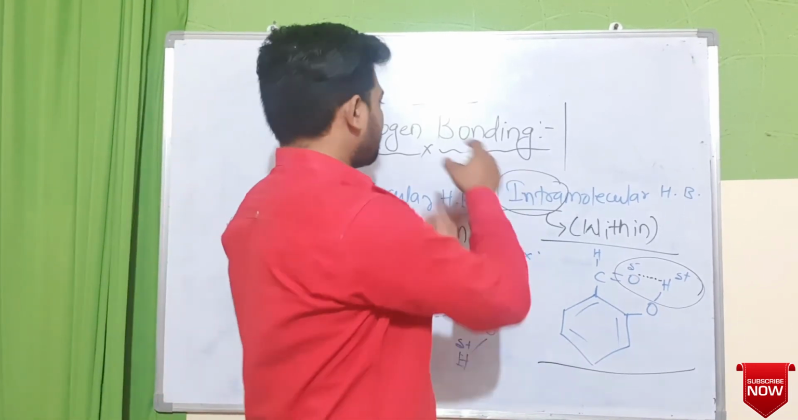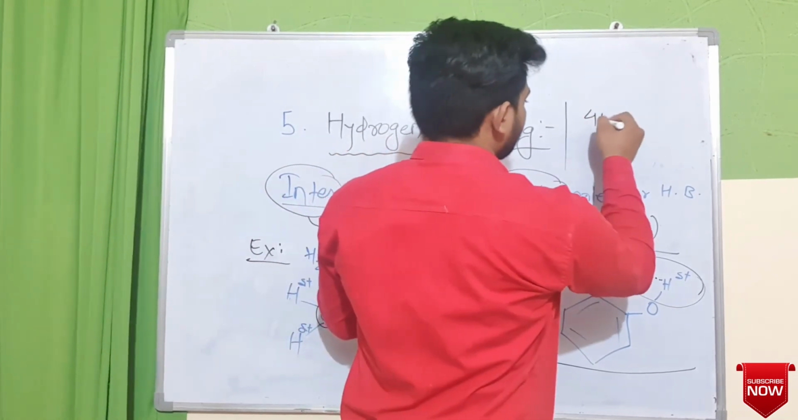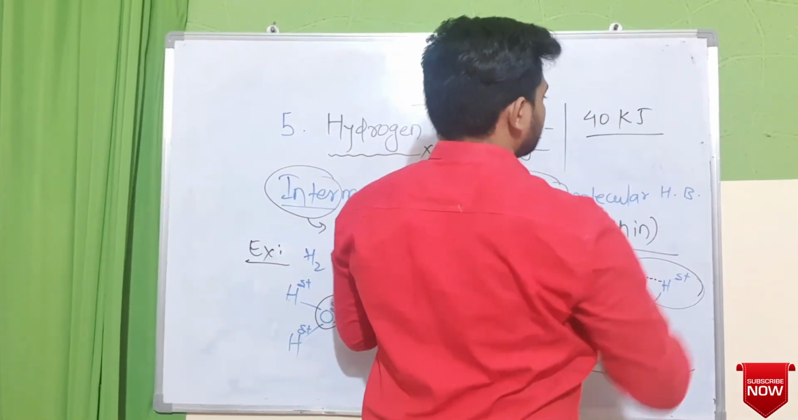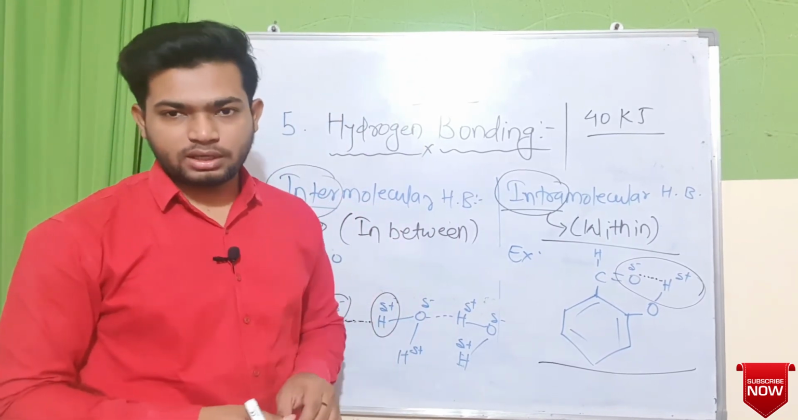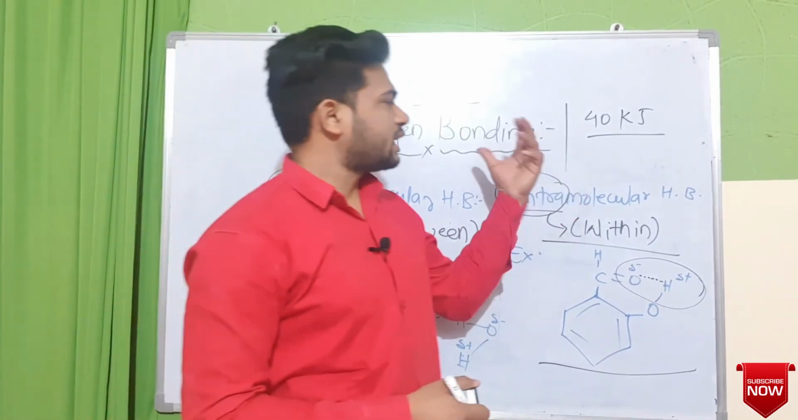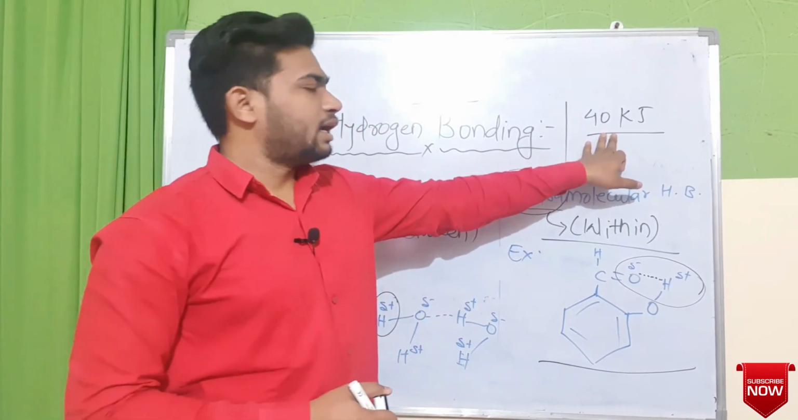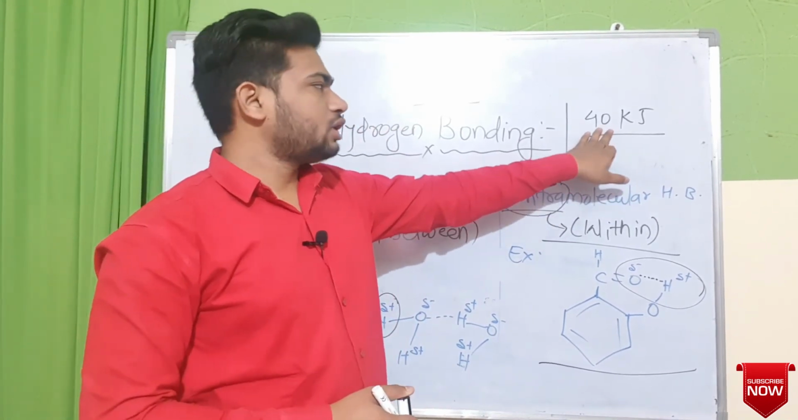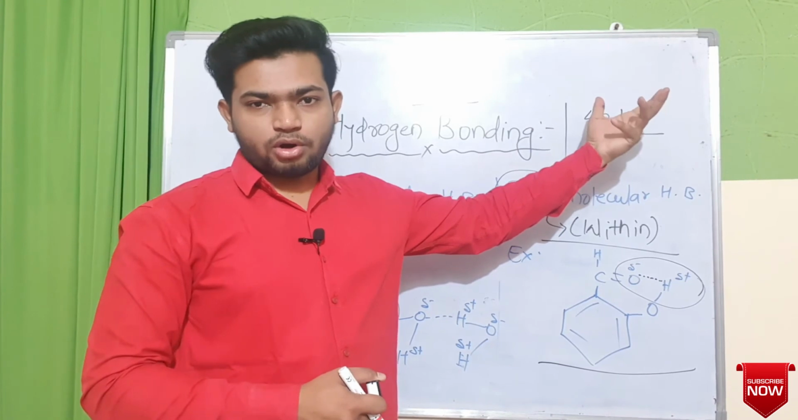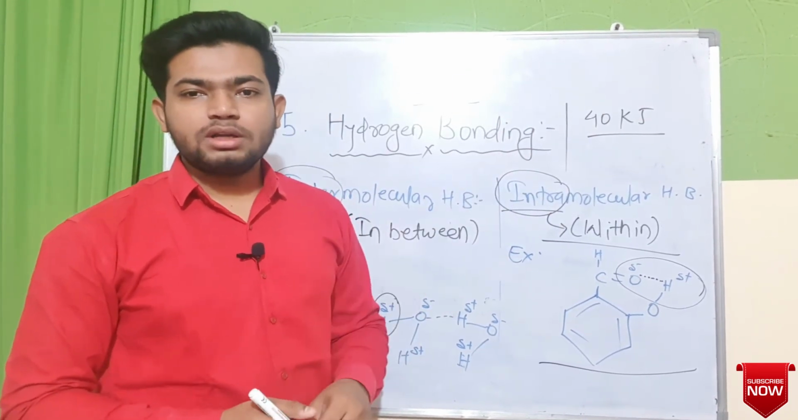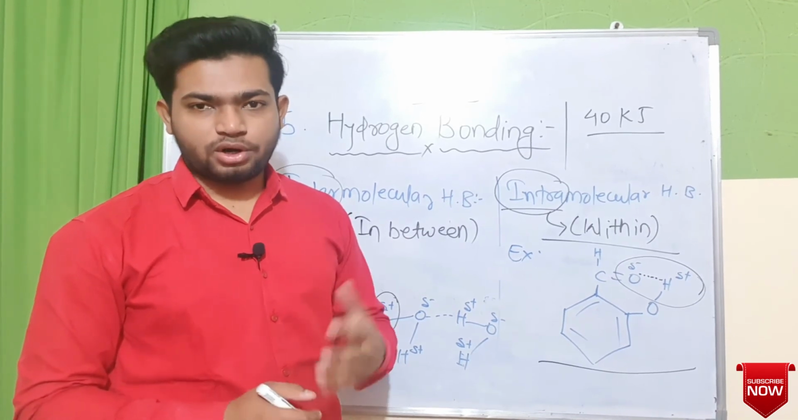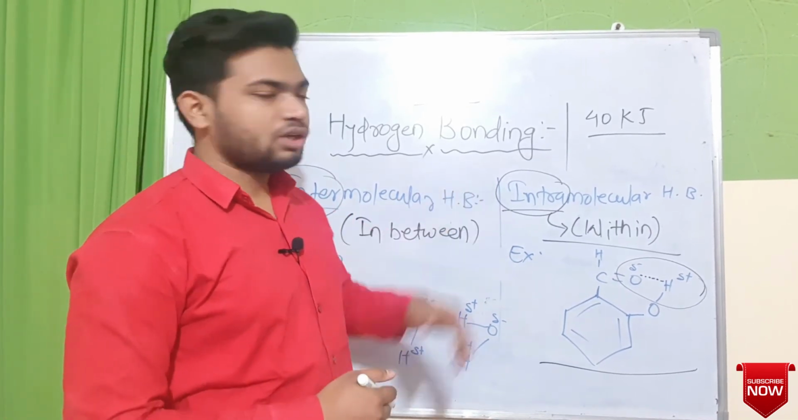If a molecule has hydrogen bonding, it will require about 40 kilojoule higher energy than a molecule which does not have hydrogen bonding in its structure. So a molecule having hydrogen bonding will need 40 kilojoule higher energy to break the bonds than a molecule having lower or no hydrogen bonding. So this was one important point about hydrogen bonding.